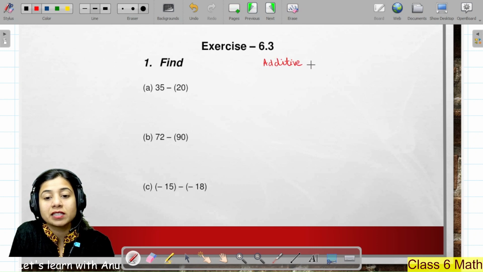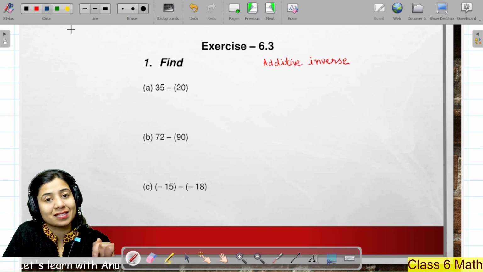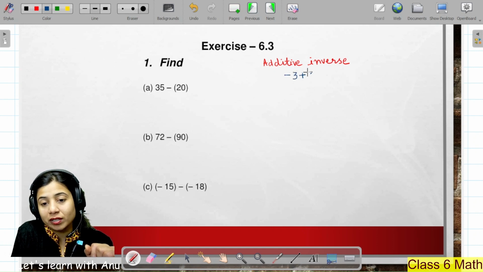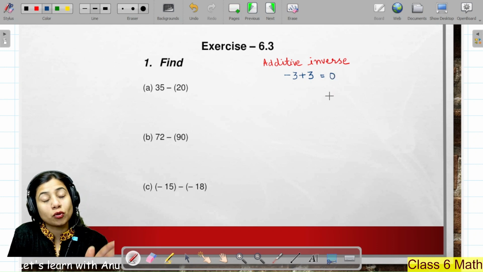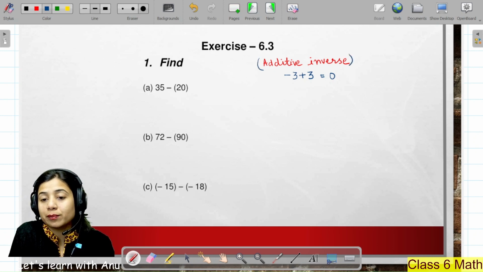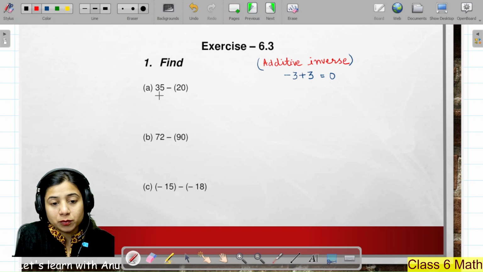Additive inverse is when we have two same numbers with opposite sign and when we add them the answer is 0. For example, we have minus 3 and 3 and when we add them the answer comes out to be 0. So 3 and minus 3 are additive inverse of each other and additive inverse can be used in subtraction, right? So this is a question of subtraction.